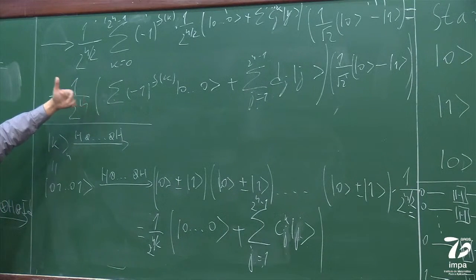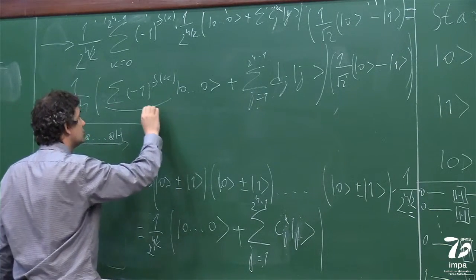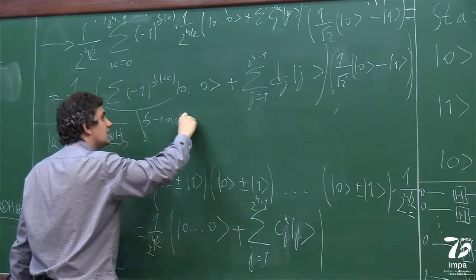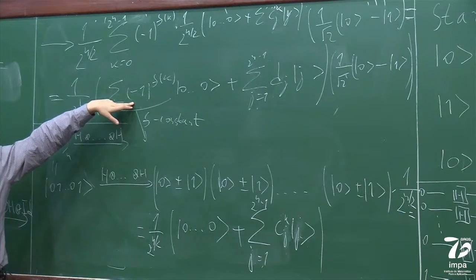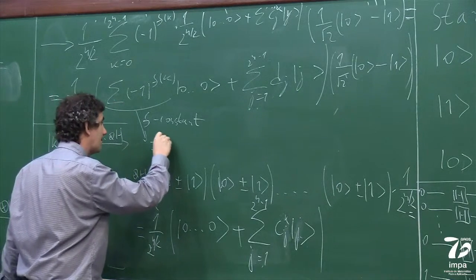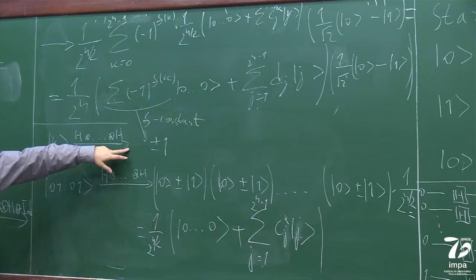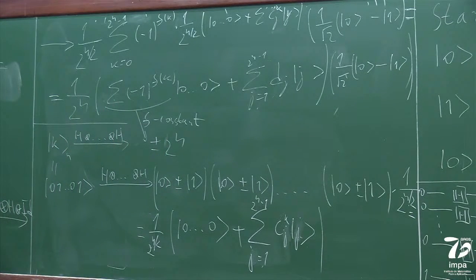And let me see now, there are two possibilities. If f is constant, then this sum is either plus one or minus one. Yeah, so then it is plus or minus 2 to the power n. Is there a sum in the 1 over 2 to the n with the sum of minus 1, is there a sum there?